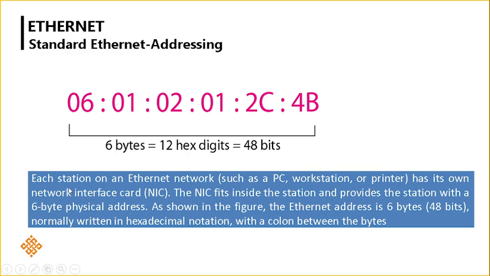The same thing I told, each station on an Ethernet network will contain what is known as the NIC card, the network interface card. This NIC card fits inside the station, and that NIC card will contain the 48-bit MAC address, or you can call it an Ethernet address, which is nothing but 6 bytes. Normally they are written in hexadecimal notation, separated by a colon between the bytes.